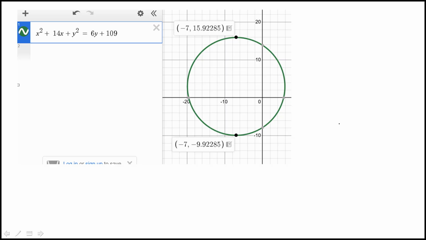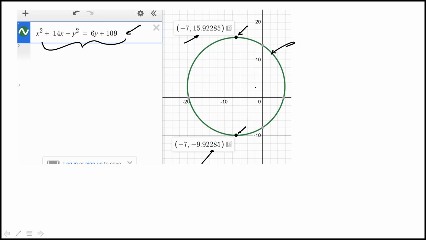So there are two ways to do this question. The first one is using Desmos, so you can just graph that equation that we're given. You'll get the circle, and you'll see in Desmos there are two grayed out points, and these are the endpoints of a diameter. And if you click on those 2 points, you'll get their coordinates.